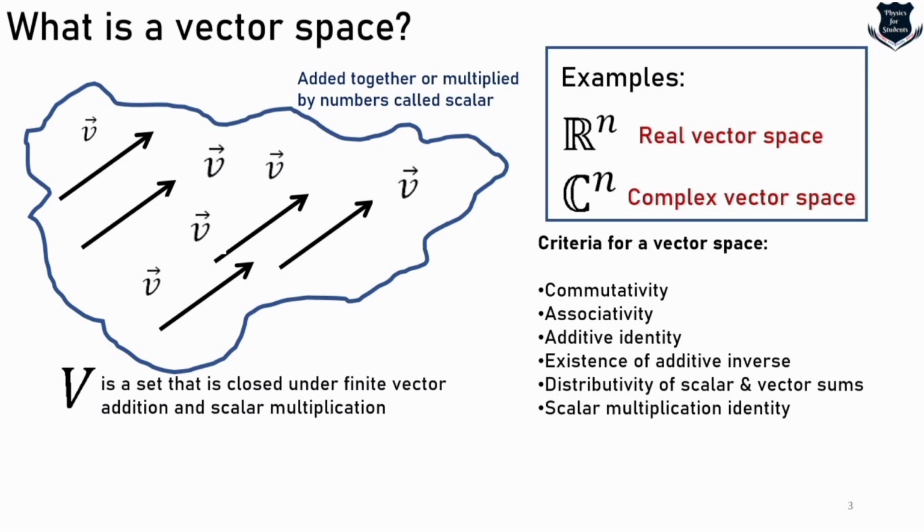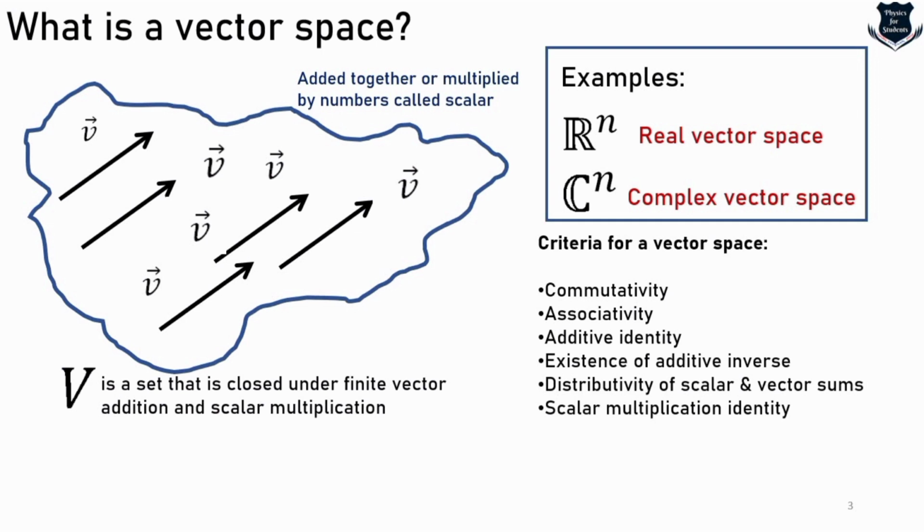There should be commutativity, associativity, additive identity, existence of additive inverse, distribution of scalar and vector sums, and scalar multiplication identity, and so on. But this is not something important. What is important is the concept of vector space, so just hold on with me. With this concept of vector space, I will come to vector basis, and then we will explore more on the topology part.